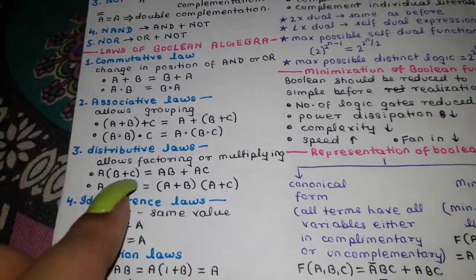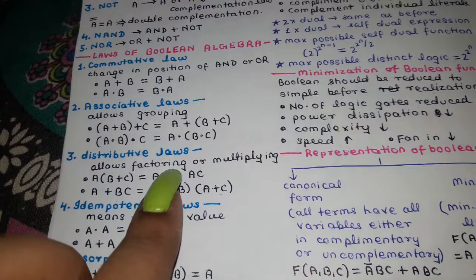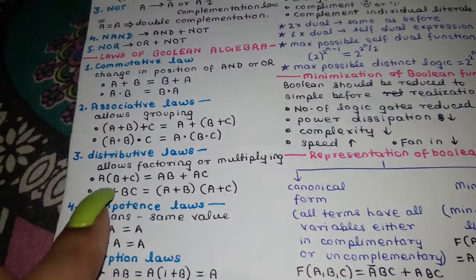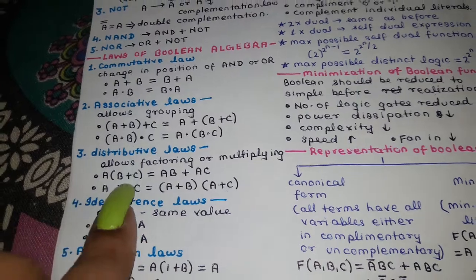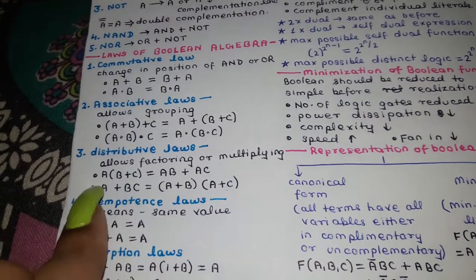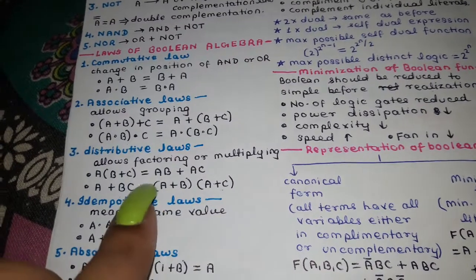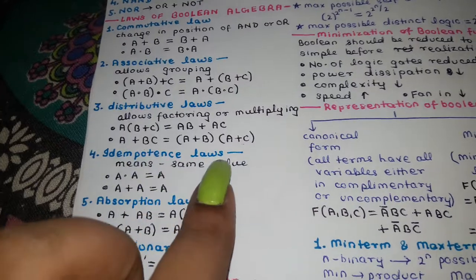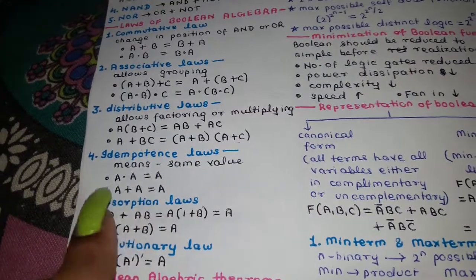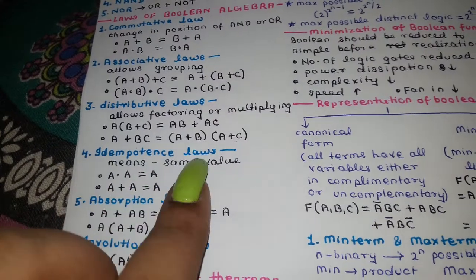Then we have distributive laws. This allows factoring or multiplying. When you have to factor or multiply a given equation or function, you use this distributive law. These are the equations that give you examples of distributive laws. Then we have the idempotence law, which means same value. A dot A is A, and A plus A is also A. This is your idempotence law.